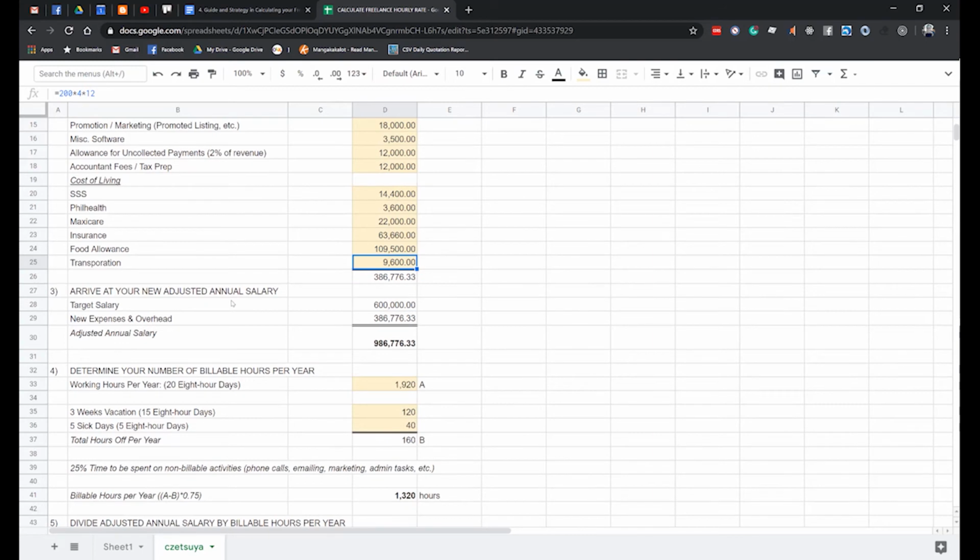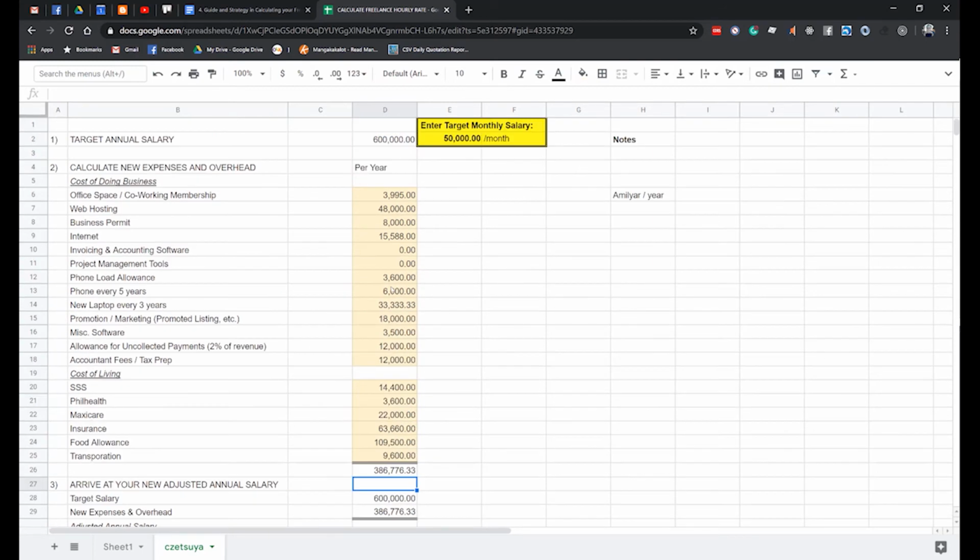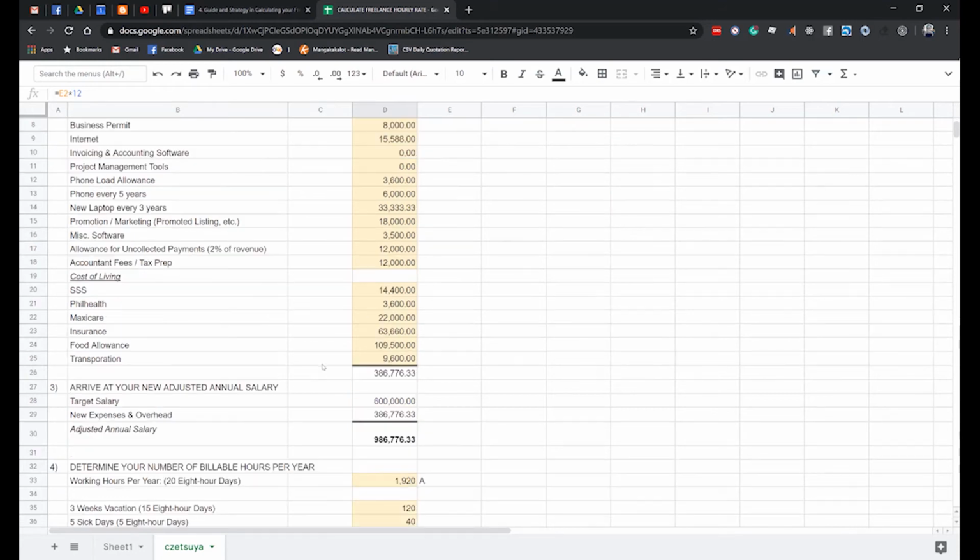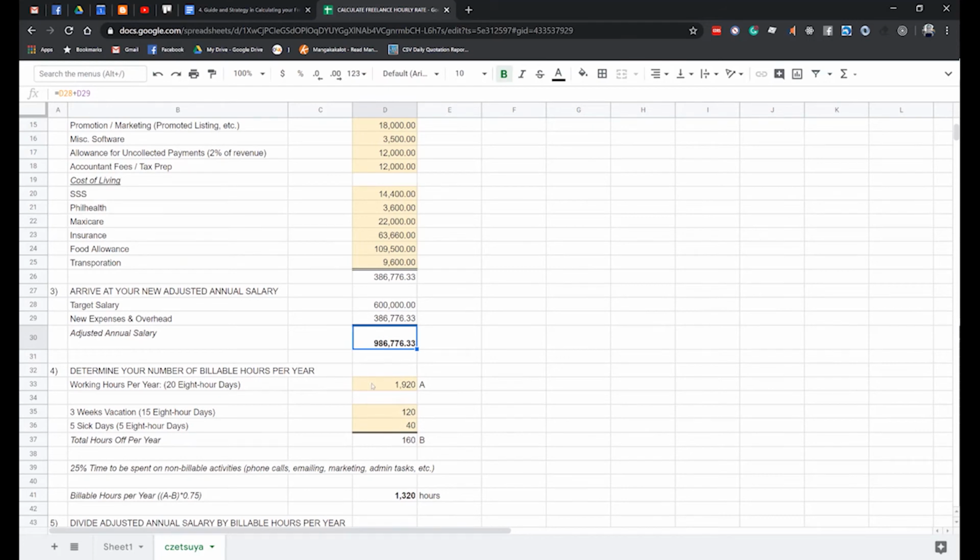Now, let's arrive at our new adjusted annual salary. Remember, our base salary annually is 600,000. Now, we need to add these overhead expenses. So 600,000 plus 776,000 becomes around 986,000.